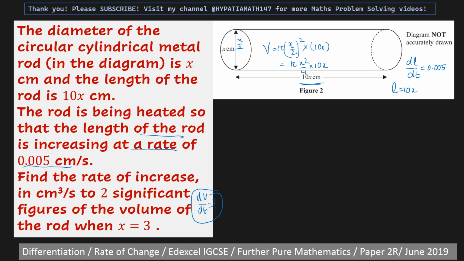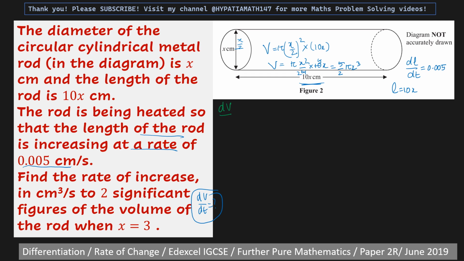So that's 2 times 2 is 4 and 2 times 5 is 10. So that is 5 over 2 pi x cubed. So that's the volume, right? We know the volume in terms of x. We know the length in terms of x. So now where do we bring time in? Time will come in.